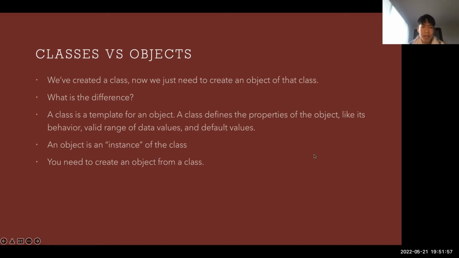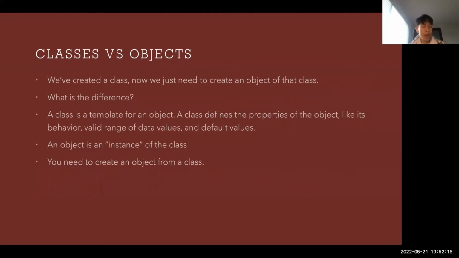And an object is called an instance of a class. That's what it's called in programmer talk, I guess. That's the term for it. It's an instance. And you also need to create an object from a class. So if you don't have a class, you can't make an object. That's just not how it works. You need a class to make an object.